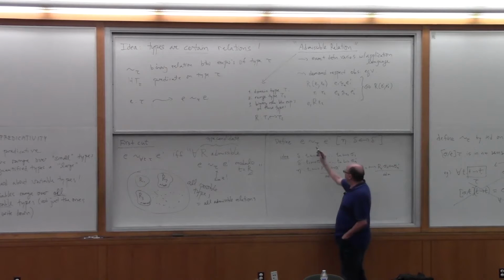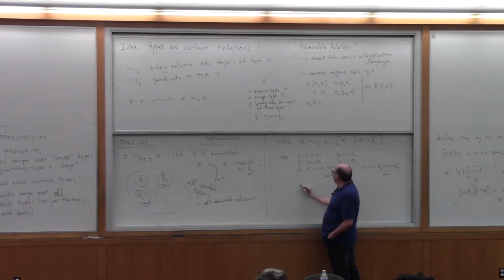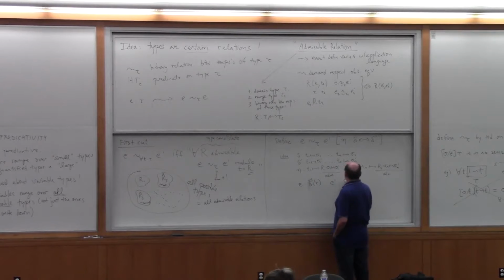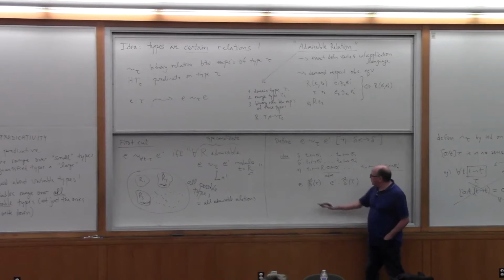And then what do I have? I have that E is of type delta hat of tau, and E prime is of type delta prime hat of tau. So notice these are of disparate type.